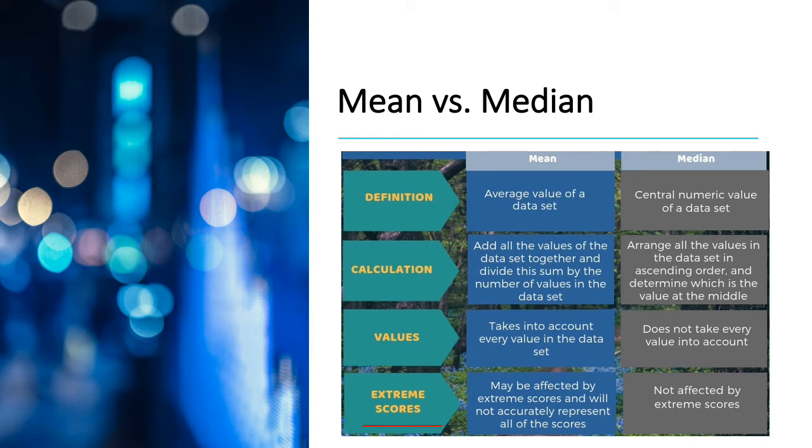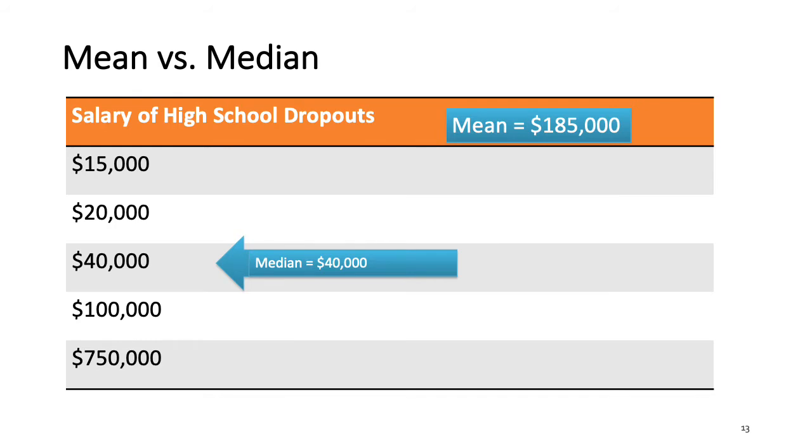Let's have a look at how the mean versus median would be shown to us, say, in the media, and what differences we would see between showing a descriptive statistic of the mean versus the median. So here's some data on the salary of high school dropouts. Here's our data set: 15,000, 20, 40, 100, and 750. The mean of this data set is $185,000. So you could make a statement such as, the average high school dropout makes an average salary of $185,000.